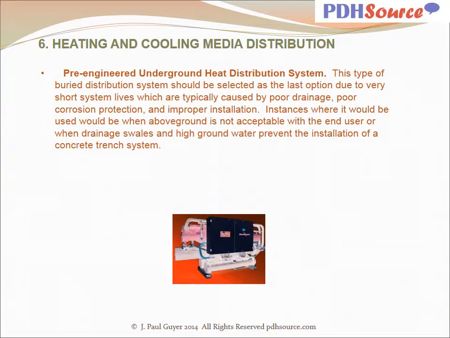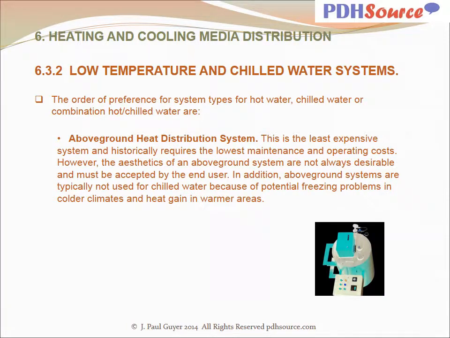And third, pre-engineered underground heat distribution system. This type of buried distribution system should be selected as the last option due to very short system lives, which are typically caused by poor drainage, poor corrosion protection, and improper installation. Instances where it would be used would be when above ground is not acceptable with the end user, or when drainage swales and high groundwater prevent the installation of a concrete trench system.